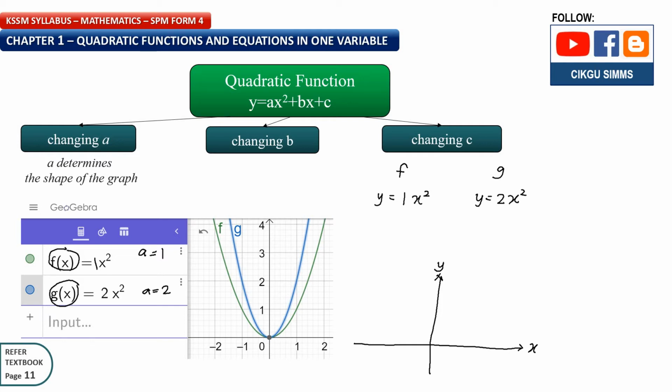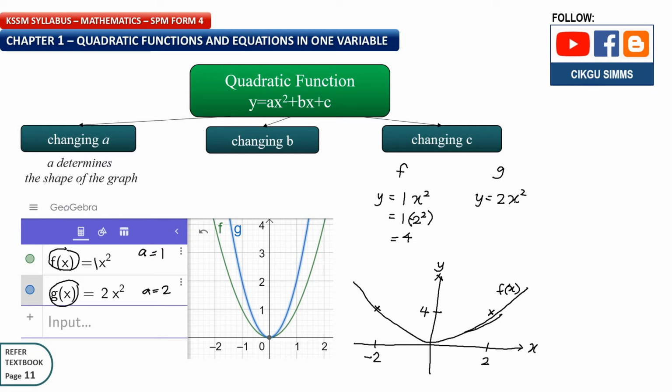Okay, let's pick an example value of x. When x is 2, I substitute x is 2 here to find the value of y. So 2 squared is 4, and 4 times 1 is 4. So the value of y is 4. So I get a plot here. And then for x is negative 2, also the same: negative 2 squared gives positive 4. So like this, and the shape of function f will pass through these points. This is function f.